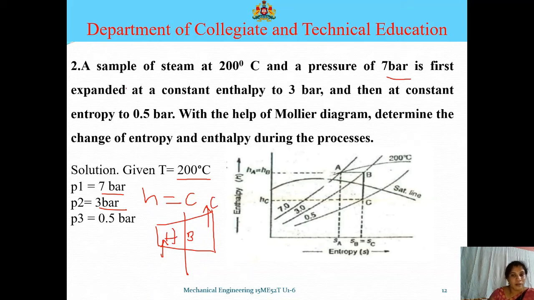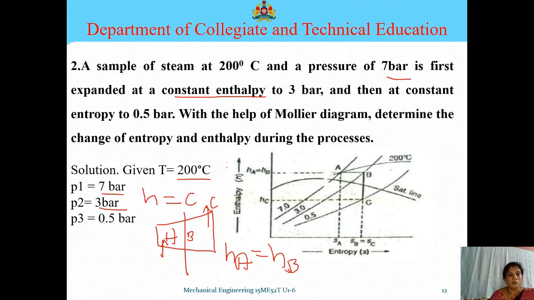So what they've asked in the question: when the steam is expanding from 7 bar to 3 bar, the enthalpy is constant. That means, can I write like this, HA equals HB? Am I right? Yes. So that is what they have asked in the question. The constant enthalpy, that is from 7 bar to 3 bar, the enthalpy is constant.